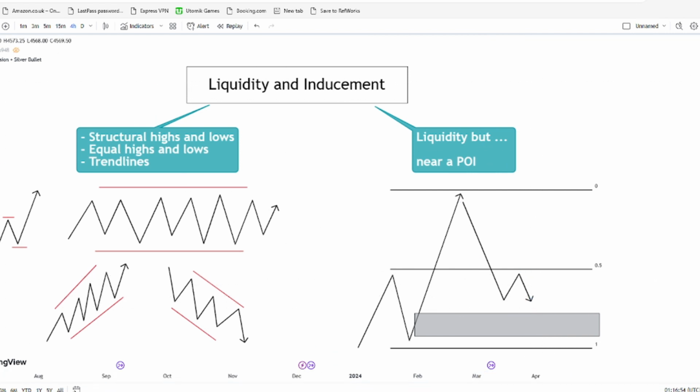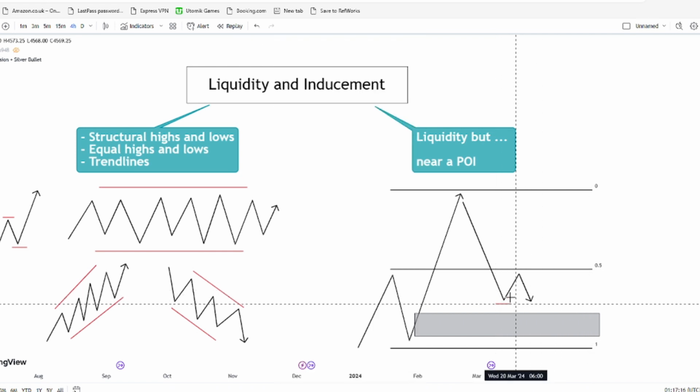Now, you have to then ask yourself, we often see this with POIs, and we're going to jump onto some live examples afterwards. But one of the forms of inducement, so there's three main types of inducement, and this is reflected in the fact that there's three main types of liquidity pools. So when we look at it this way, we need to understand our first liquidity pool is a structural high or low. So in this case, we're going to be dealing with a structural low because we're obviously bullish in this example.